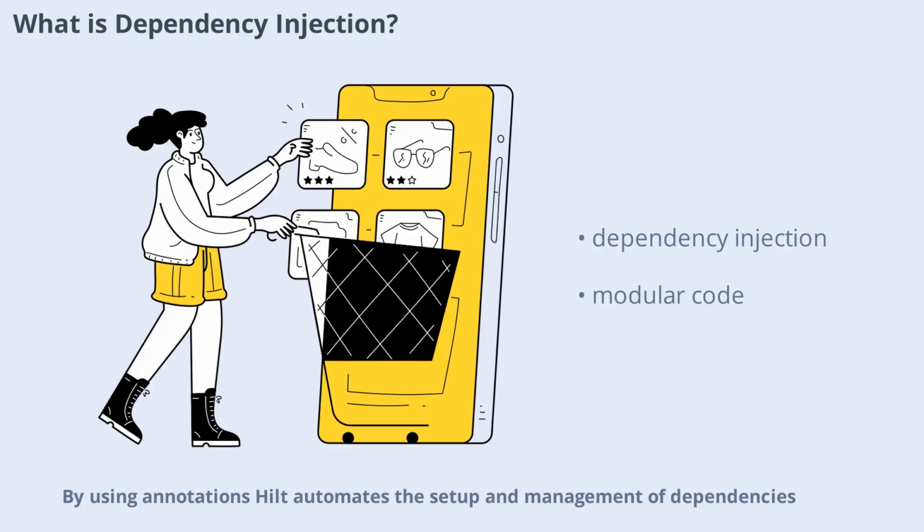By using annotations, Hilt automates the setup and management of dependencies, freeing you from manual configuration. Understanding this concept is key to leveraging Hilt effectively in your projects.